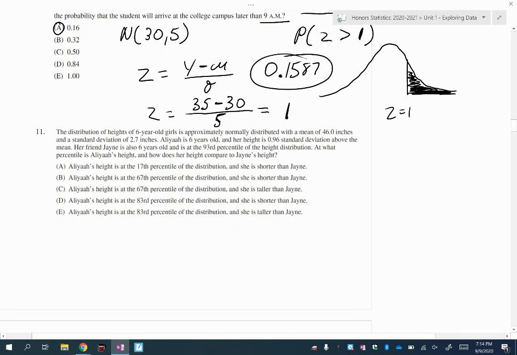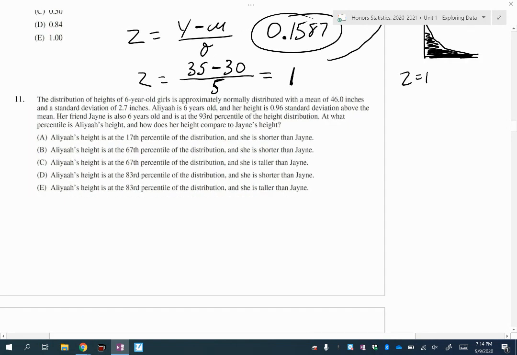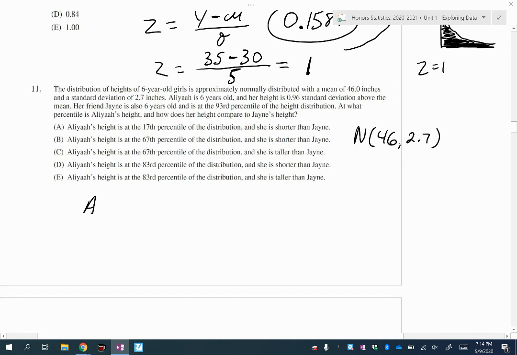Okay, let's keep going. Number 11. The distribution of the heights of these 6-year-old girls is approximately normally distributed, where the mean is 46 inches and the standard deviation is 2.7 inches. It says Aaliyah, I'm going to use A for Aaliyah, is 6 years old and her height is 0.96 standard deviations above the mean.